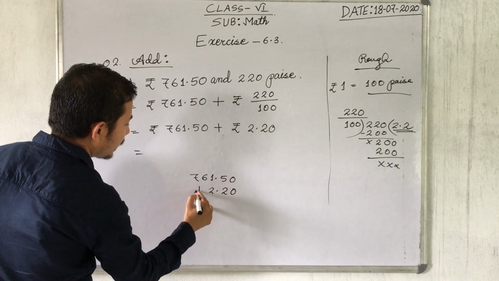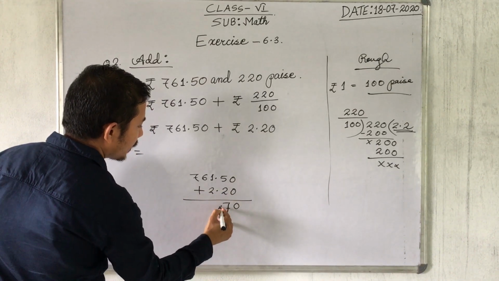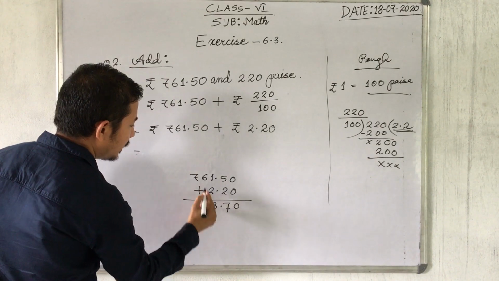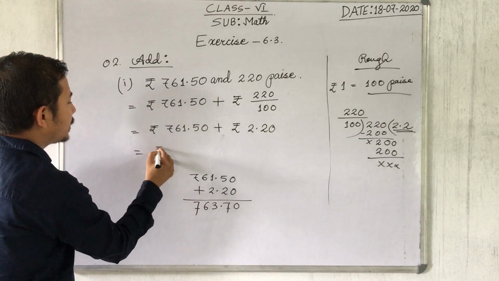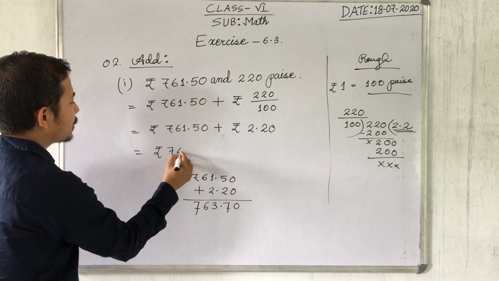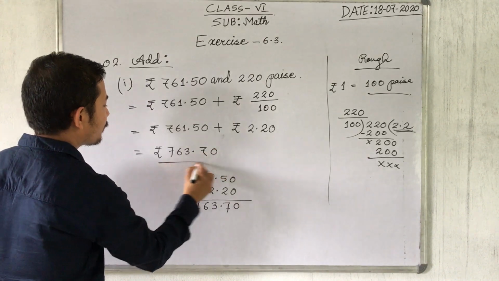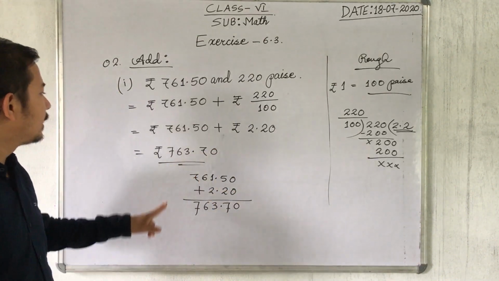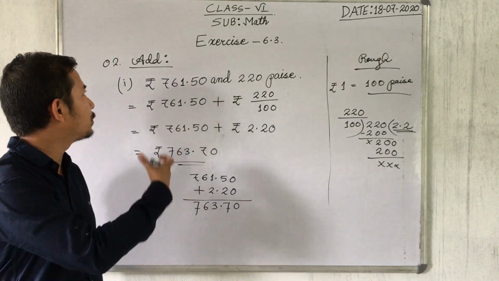If we add, it will be 0, 5, and 7. If we add 2 and 1, it will be 3. That is 6 and that is 7. So after adding, we will get 763 rupees and 70 paise, so we can say 763.70 rupees. This is the way to do this kind of addition.